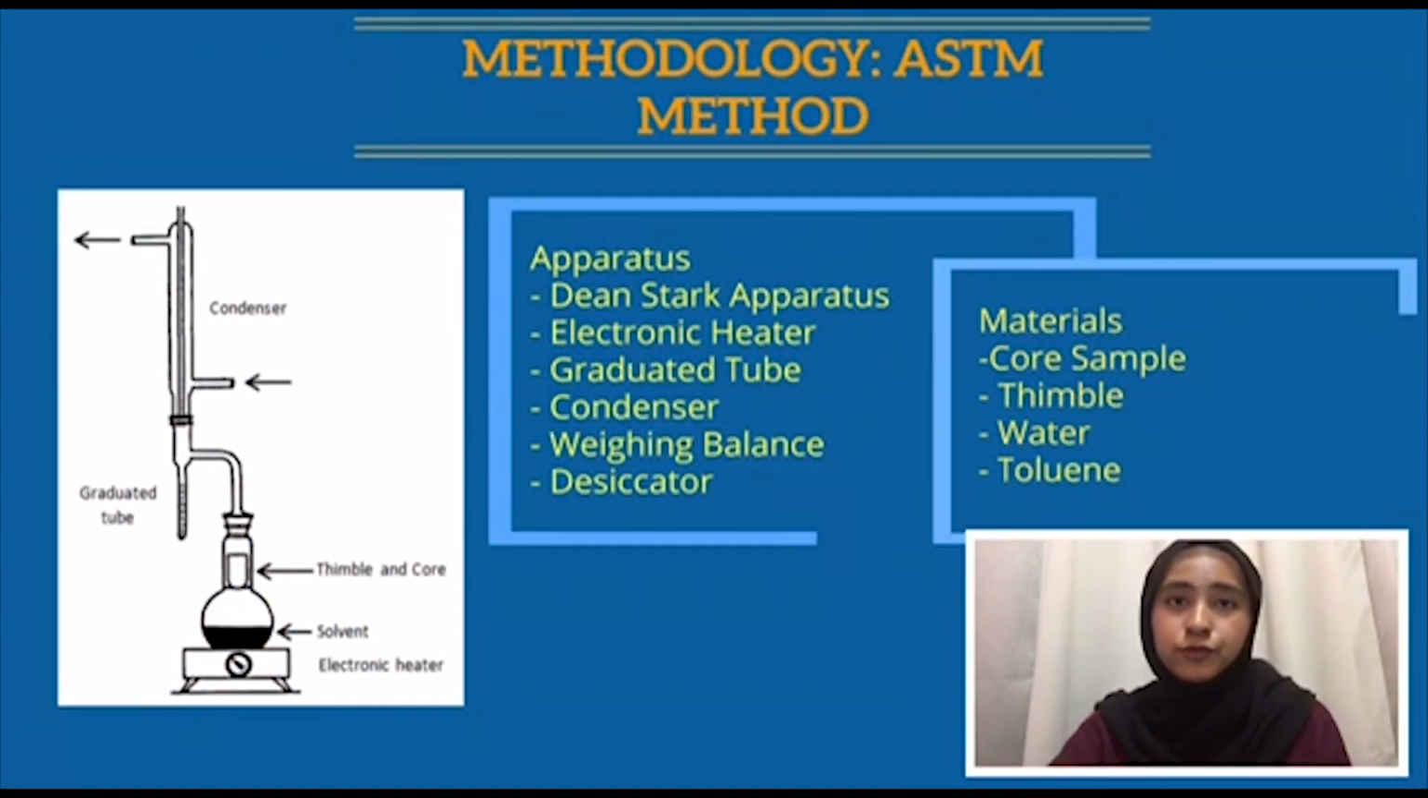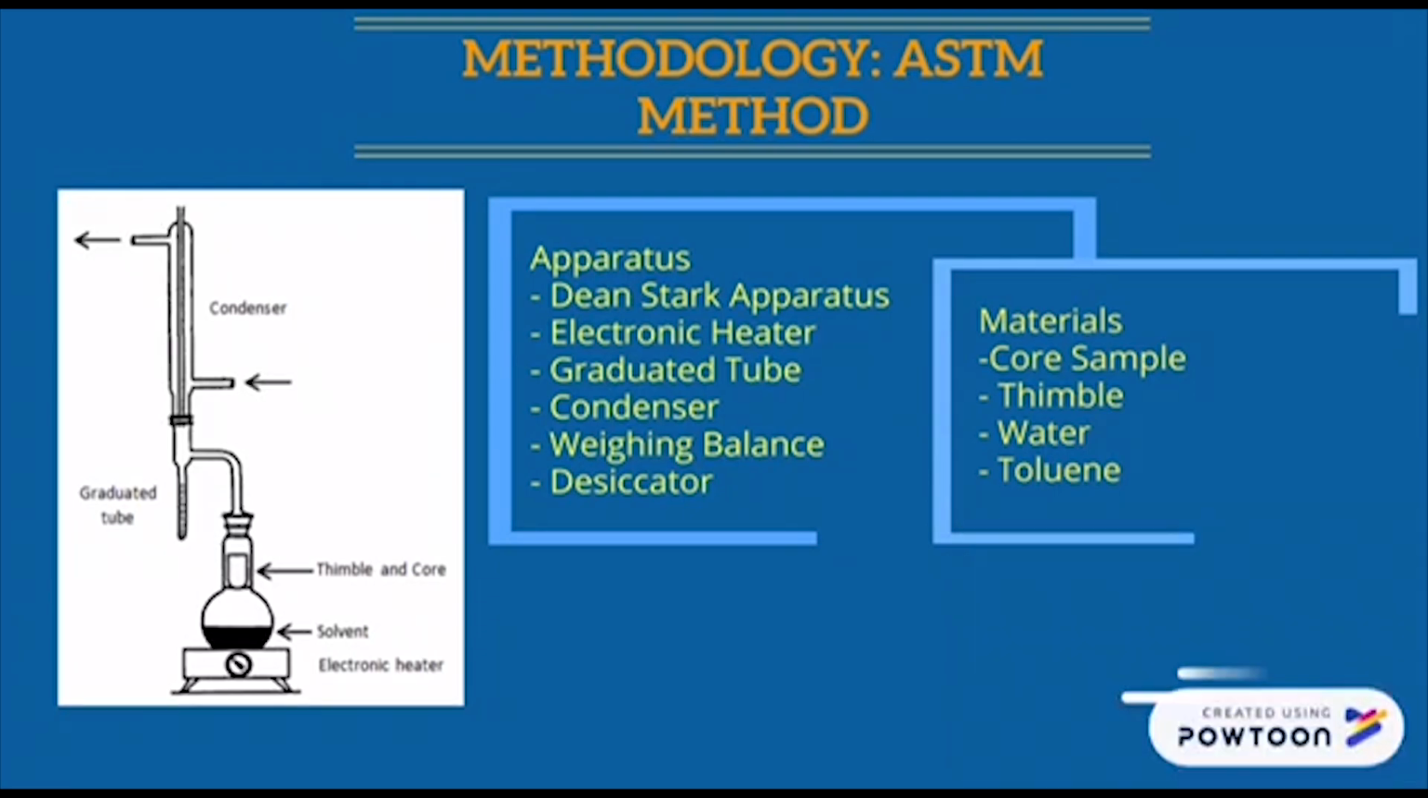So we go through to the ASTM method first. This method is based on extracting with a solvent during the distillation process. Based on the slide, there is a diagram for the ASTM method. The materials that we use are core sample, water, the thimble, and toluene. Then the apparatus that we use is this apparatus, the electronic heater, the desiccator, the condenser, the weighing balance, and the graduated tube.